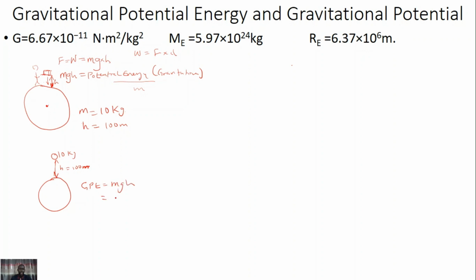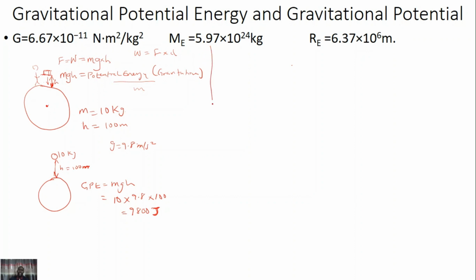mgh. And we know that m is what? 10 kilogram. Okay, and g is a constant which is given to be 9.8 meters per second squared. Okay, so times 9.8 times the height, which is 100 meters, and this is going to give you 9800 joule. Okay, recall that the unit of energy is joule. So that should be the gravitational potential energy of this mass.